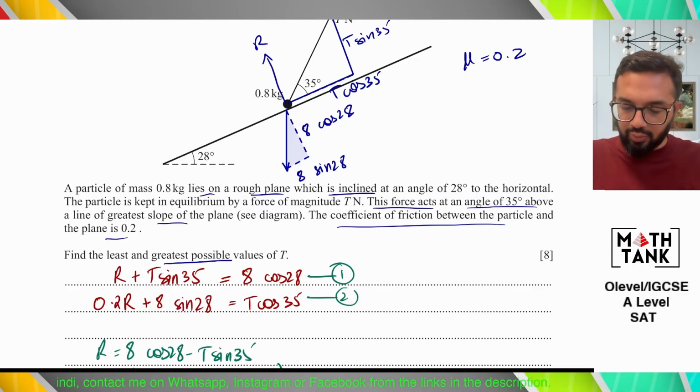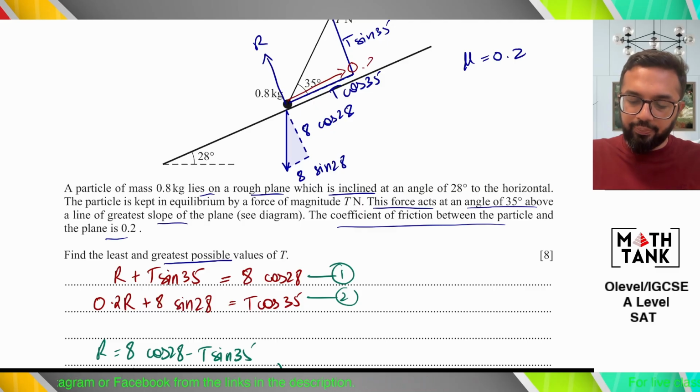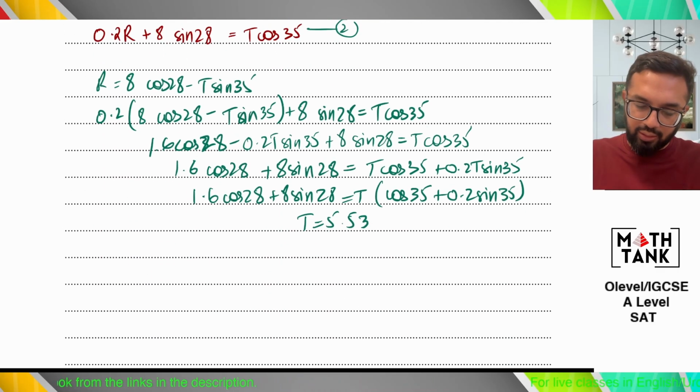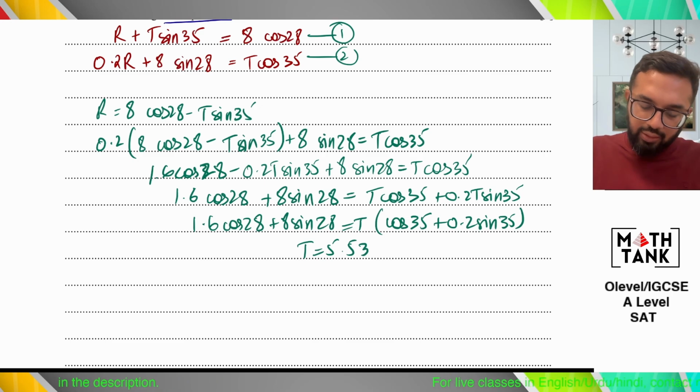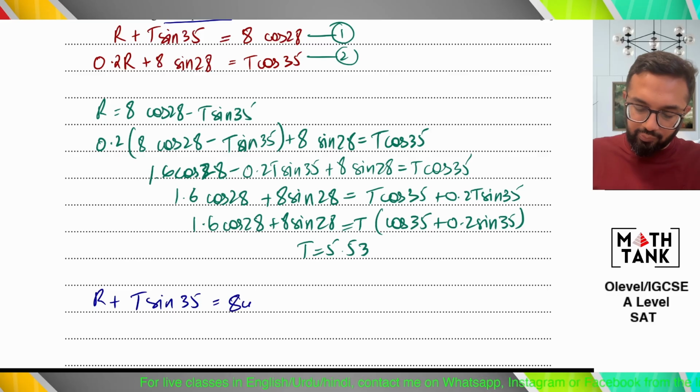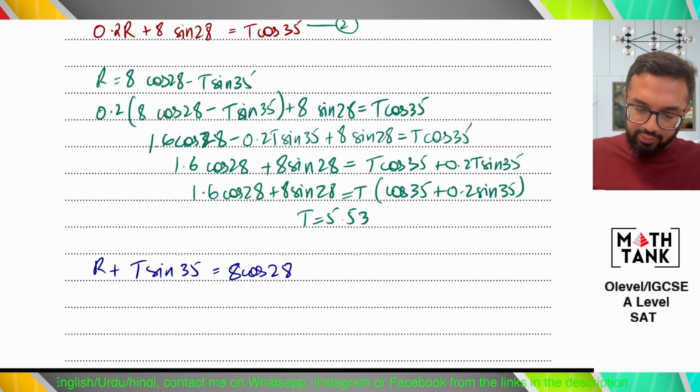you'll have the friction on the opposite side, where the particle is about to slide down the plane. So that's going to be 0.2r. The up equals to down will not change. So your substitution should also remain the same. The other equation will change. You have now 8 sine 28 equals to t cos 35 plus 0.2r.